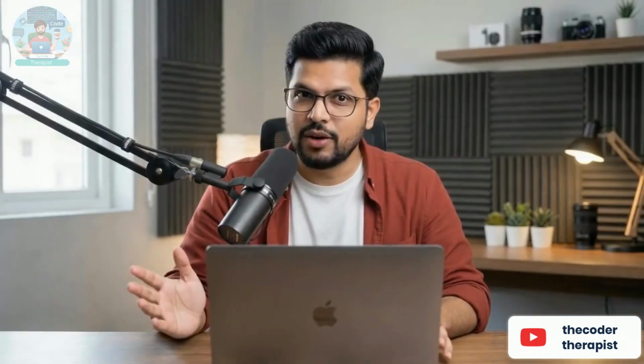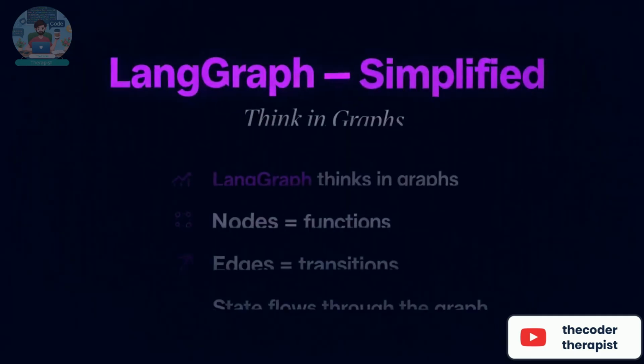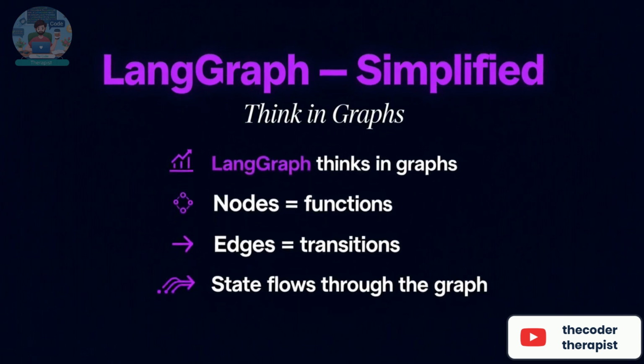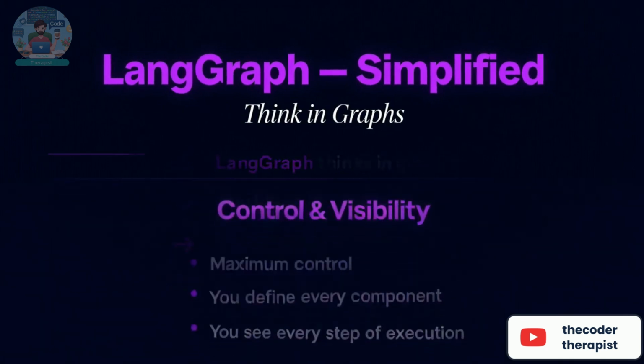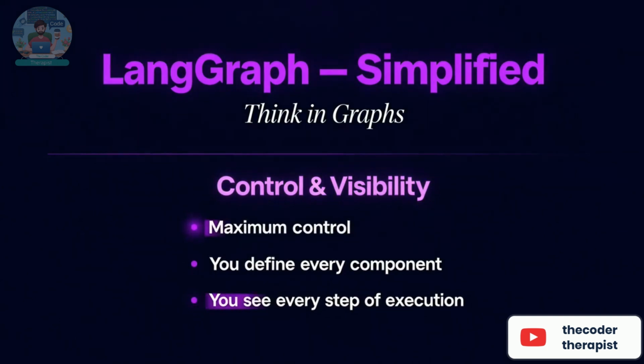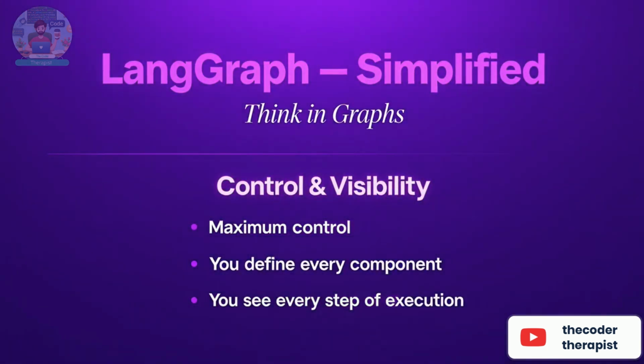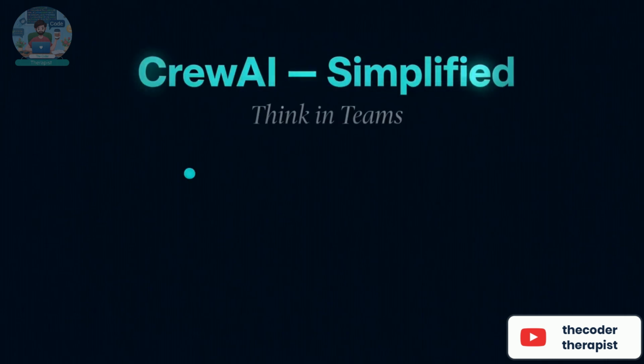You need to understand how each framework thinks. LangGraph thinks in graphs. Nodes are functions. Edges are transitions. State flows through. Maximum control. You define everything. You see everything. CrewAI thinks in teams.